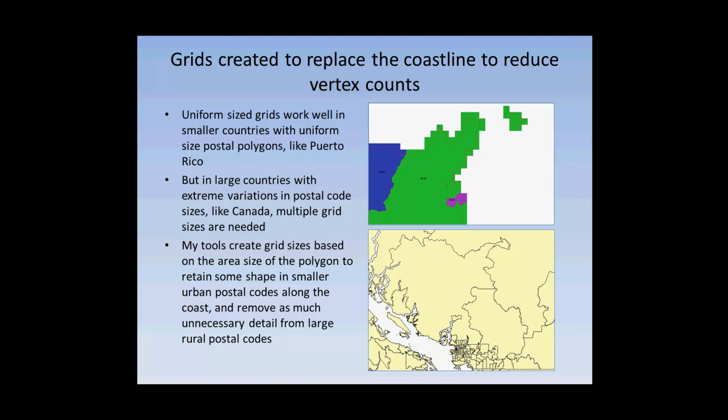But in large countries, like Canada, as we see here down on the bottom in the western part of Canada, in urban areas we need grid variations in the sizes, because in the urban areas we'd like to have smaller grids, but in the large areas we don't really need to maintain as much shape, and the grids can be larger.